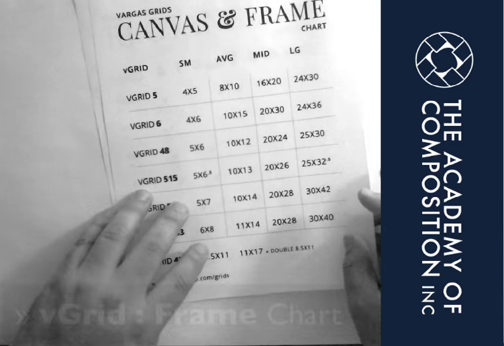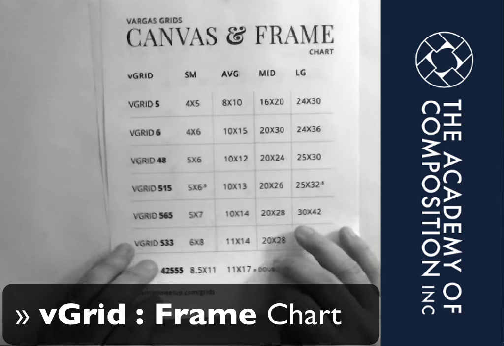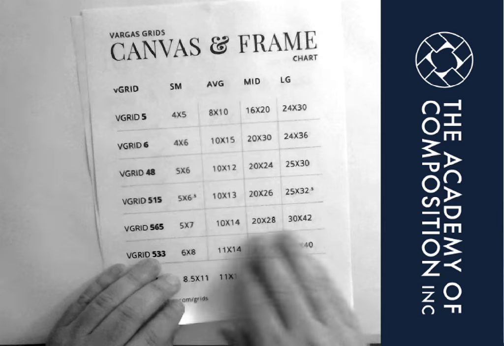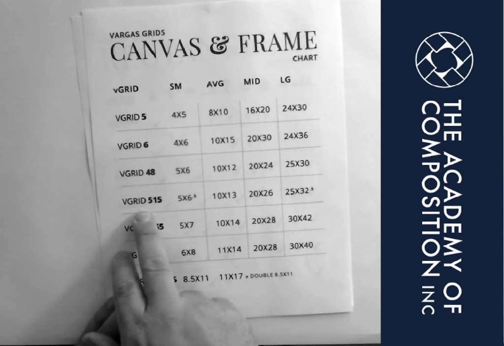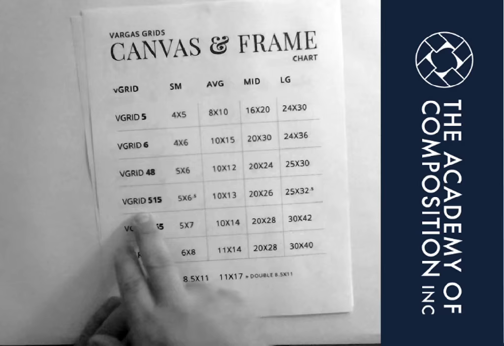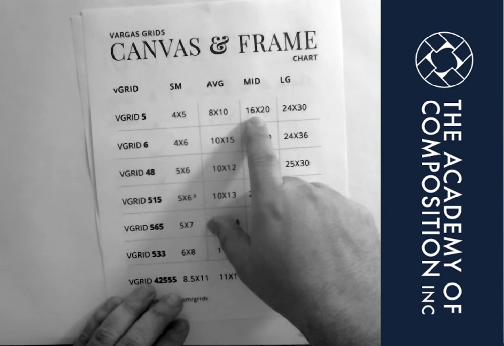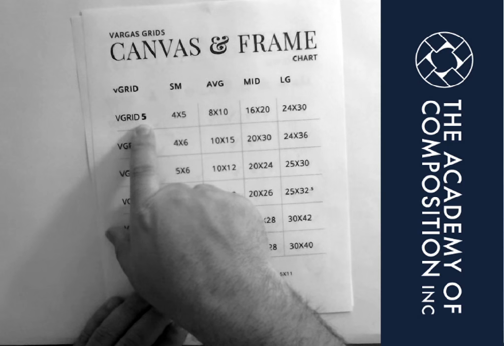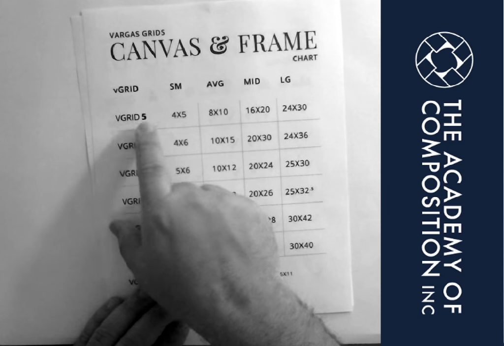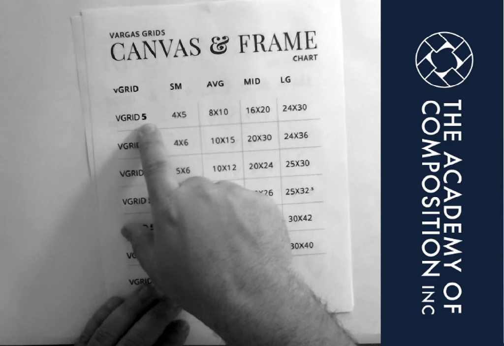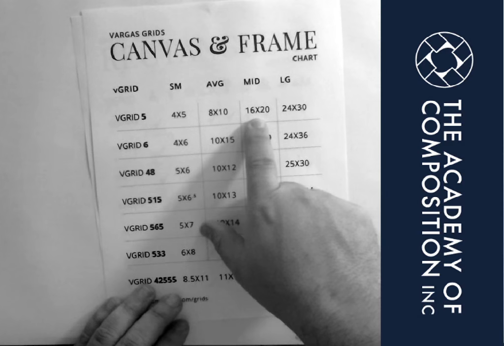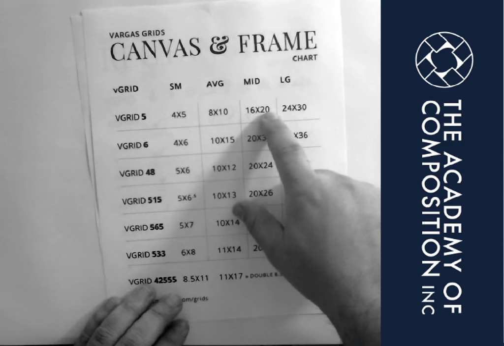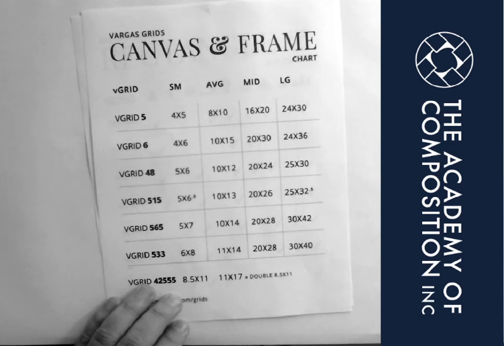Now let's say you already have a pre-bought canvas or pre-bought frame. You just look up your size. And then it tells you the grid to use that corresponds to that size. So if you're doing a painting in a 16 by 20, you might want to use the vGrid 5, because the armature in that grid will give you a gamut that relates only to these sizes. It doesn't really relate to a 20 by 24.